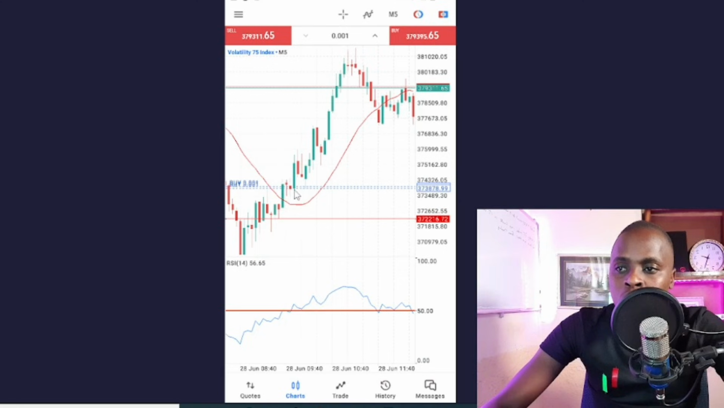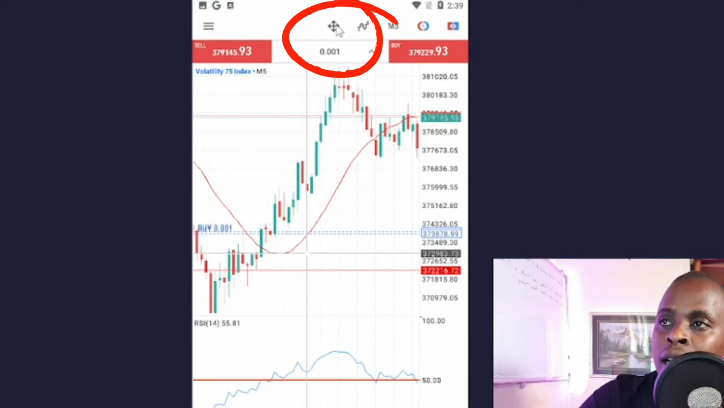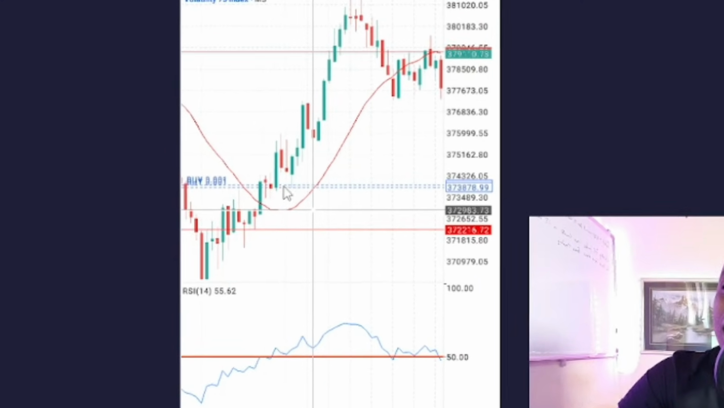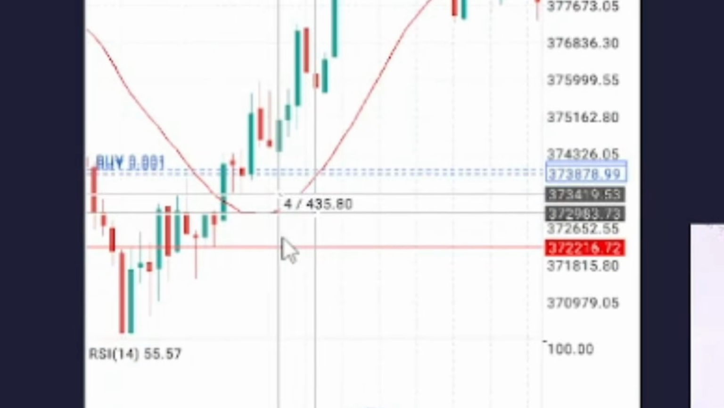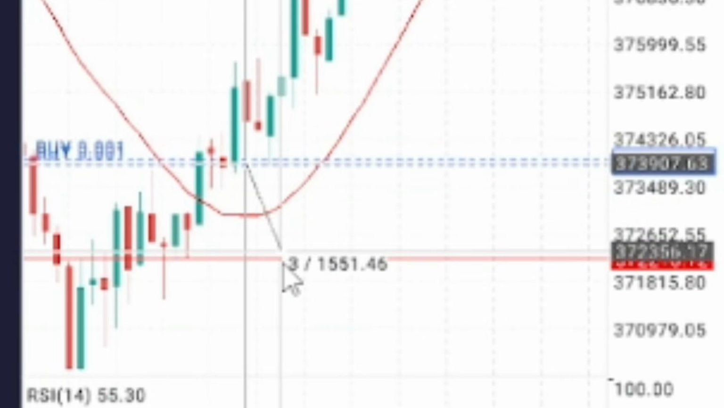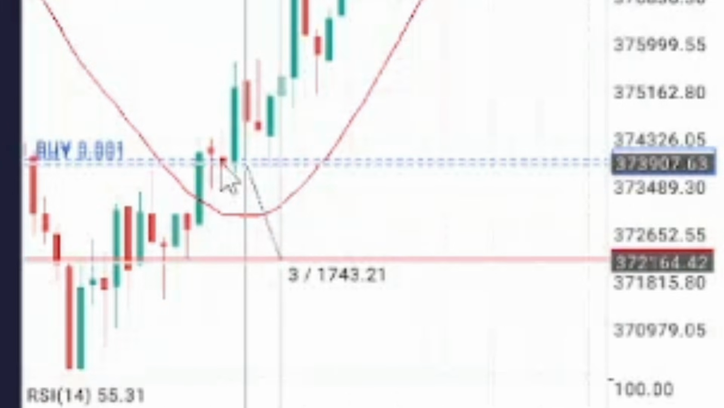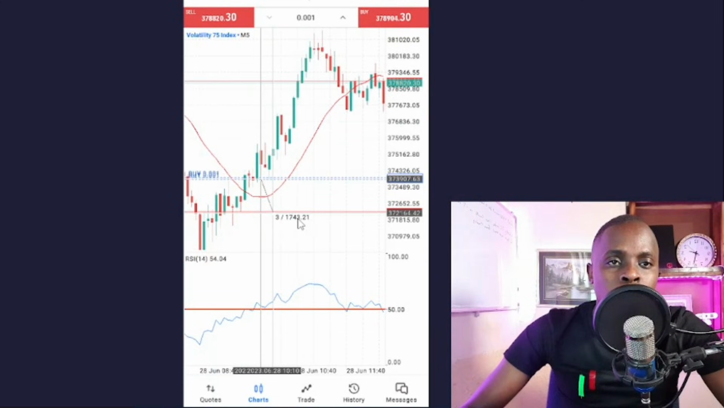So let's say on this market, I want to buy here where the buy trade is, and I want to put my stop loss below this zone, which is right here. I'm going to grab this crosshair tool here. Once I grab it, I want to measure how many points there are from my entry to my stop loss. So I click and drag down to this zone, and you can see that from my entry point to where I want to put my stop loss, my number of points is 1,743 points.